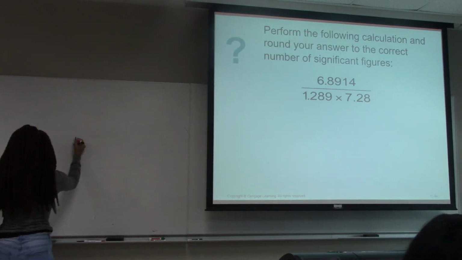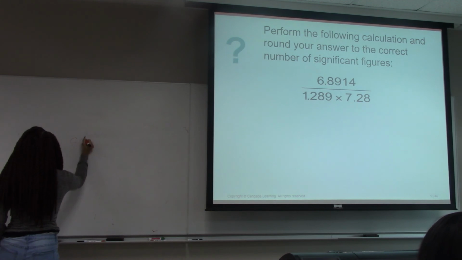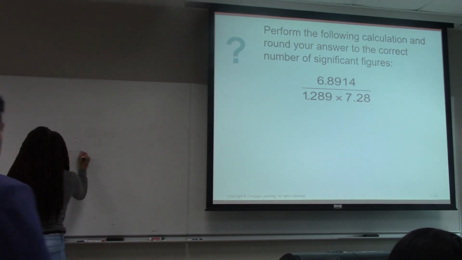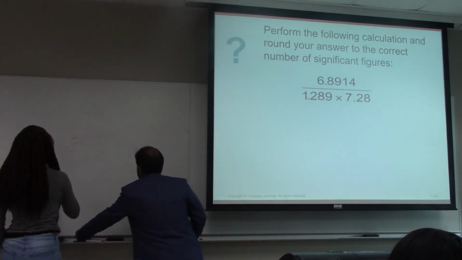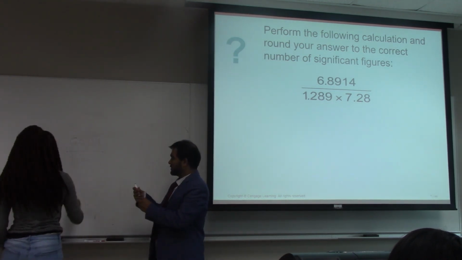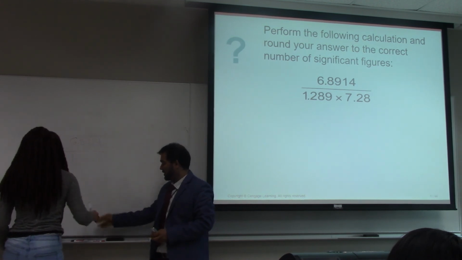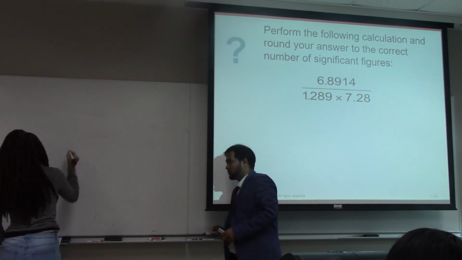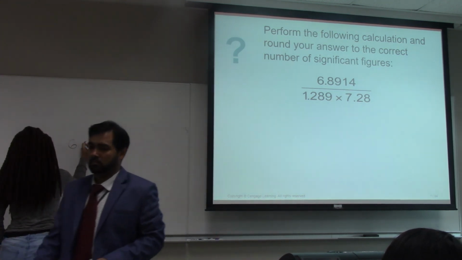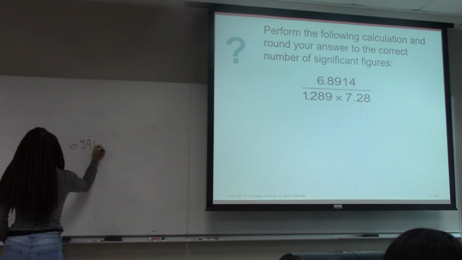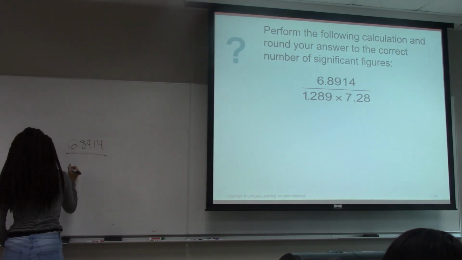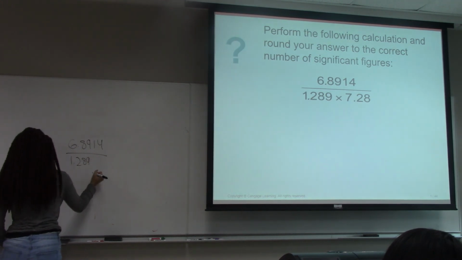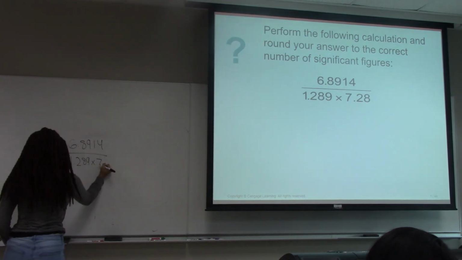Okay, so 6.8914 divided by, right, we don't see it. Let's see. Okay, 6.8914. Anybody need help? Anybody else need help? 289, everybody got it, right? Times 7.28. Let me know.